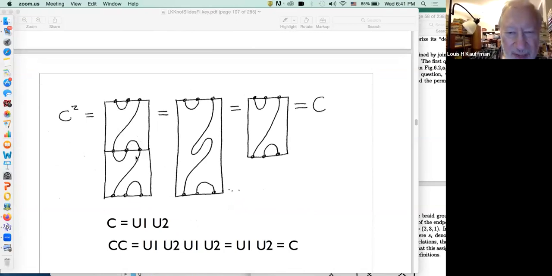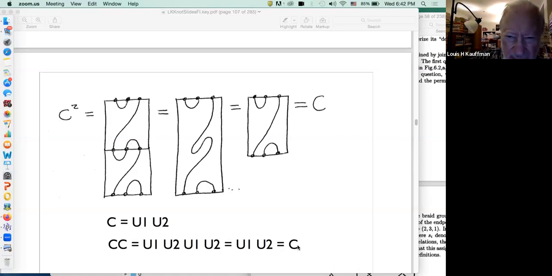Isn't that cute? And you wonder, how did that happen? How could it be that the square of C was equal to C? What was that doing? You could write it out algebraically. C is U1, U2. And then you have U1, U2, U1, U2, if you square it. And you happen to know that U2, U1, U2 is equal to U2. And so you get U1, U2 back. Okay, that's an algebraic proof. But what's going on here?